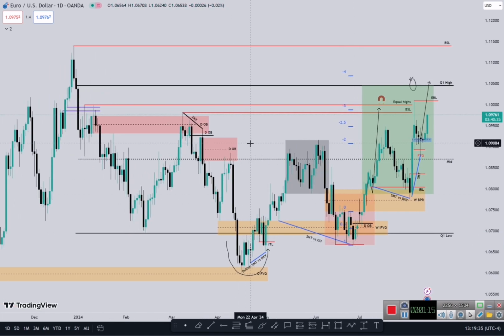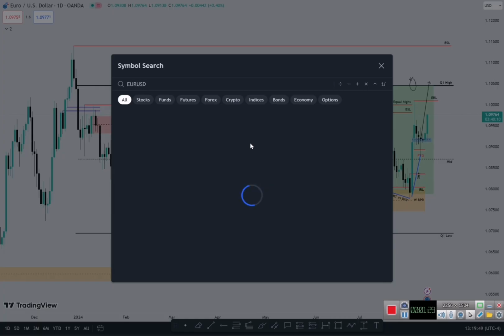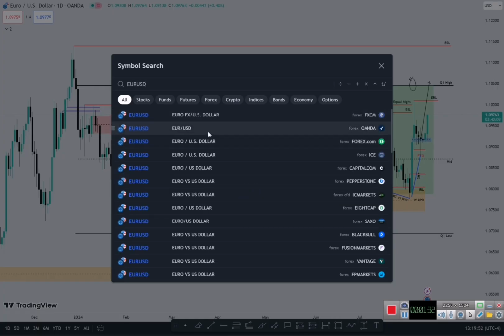To do a market review on Euro USD, I would love to go to the higher time frame and share my higher time frame view that I have also shared in my Telegram. So let's go to the Euro USD weekly chart.